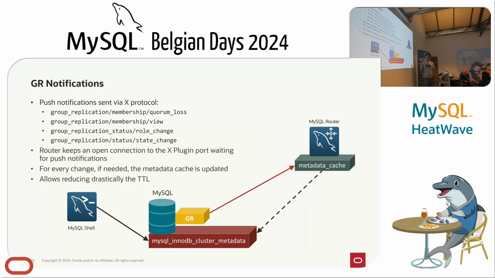And by making use of this, Group Replication will push notifications via the X protocol, so you need the X plugin enabled to use this, and it will send those notifications whenever there are membership changes on the view or quorum loss, and also for role change and state change. And by making use of this, Router can understand when the topology changed and when it actually needs to fetch the metadata schema.